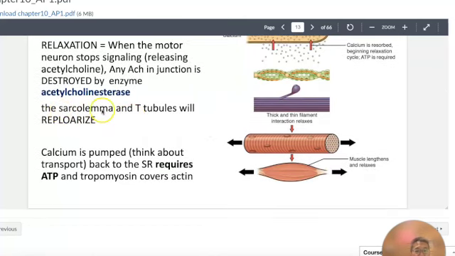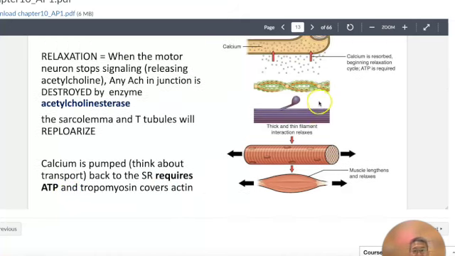The sarcolemma and the T tubule will repolarize. Repolarize is like recharging. Depolarizing is firing. So it's recharging again. Calcium is pumped back to the sarcoplasmic reticulum, and this requires ATP. And then the tropomyosin will cover the actin so that the myosin cannot bind anymore. It will cover it. It cannot hook onto it.